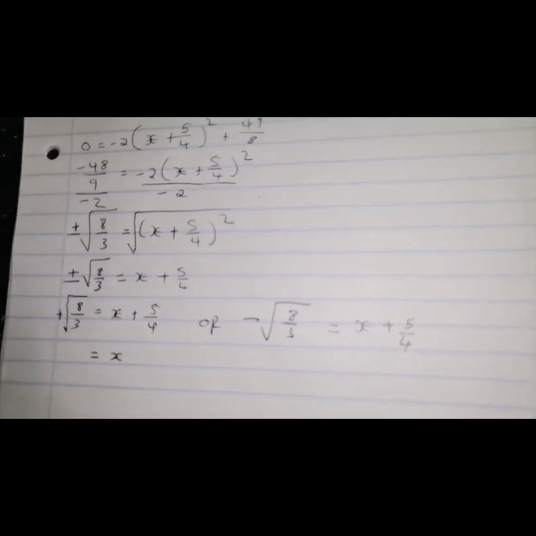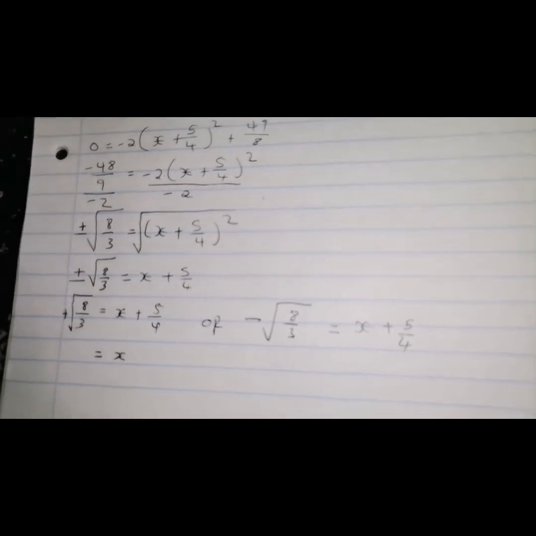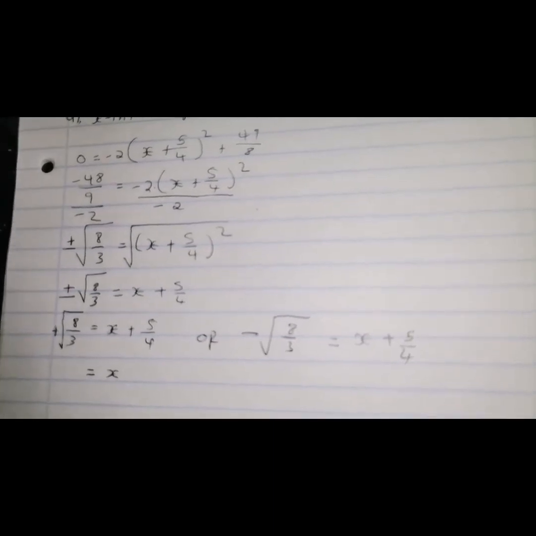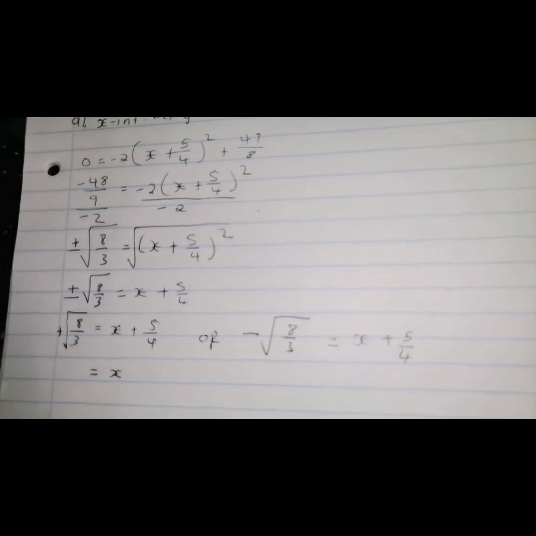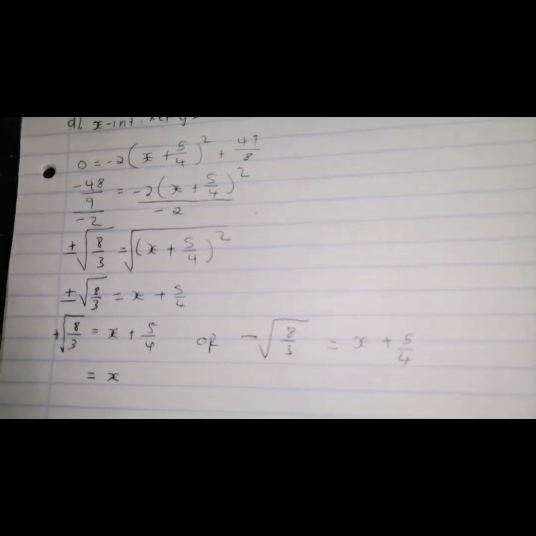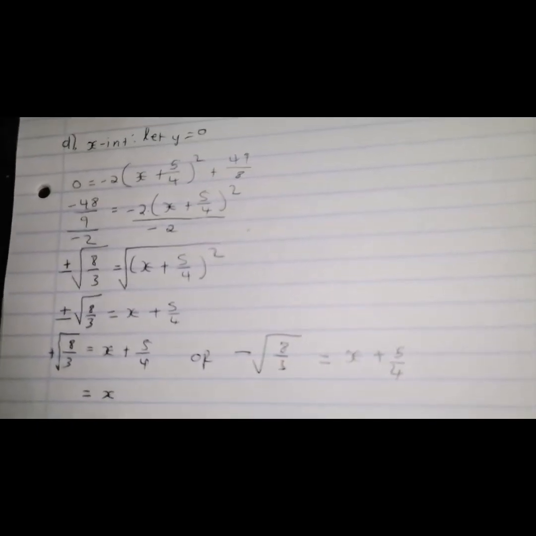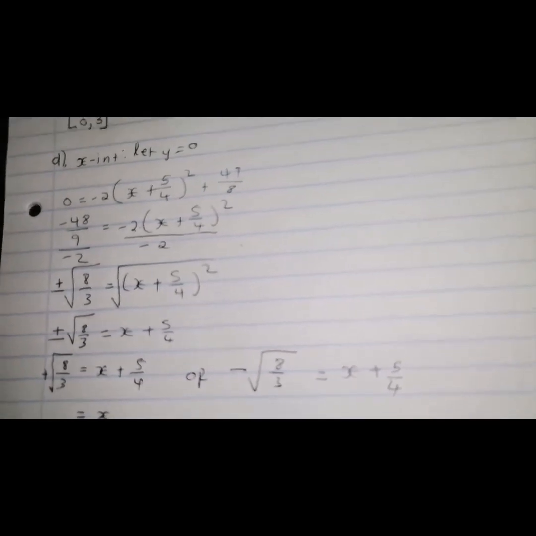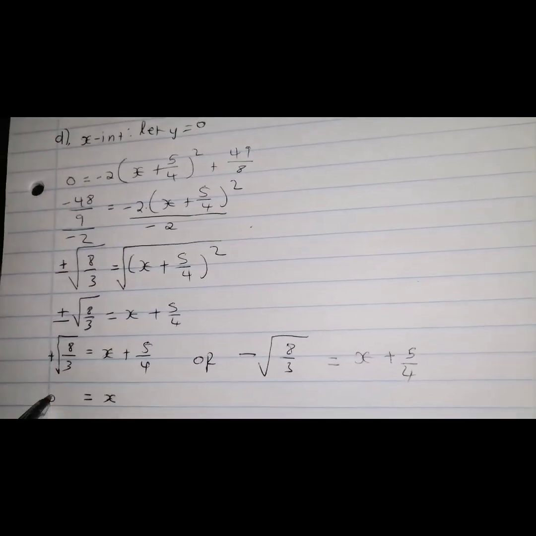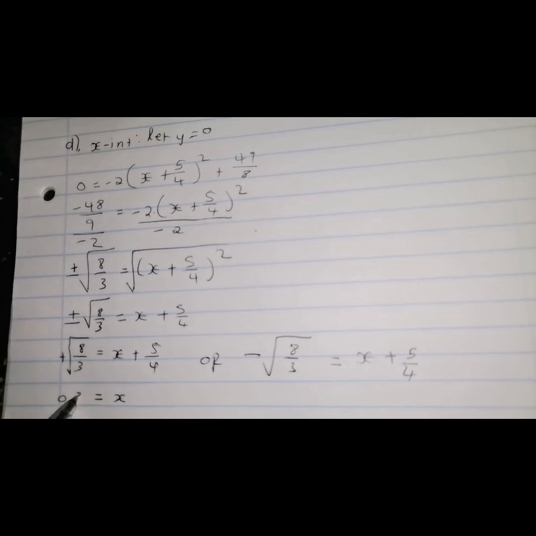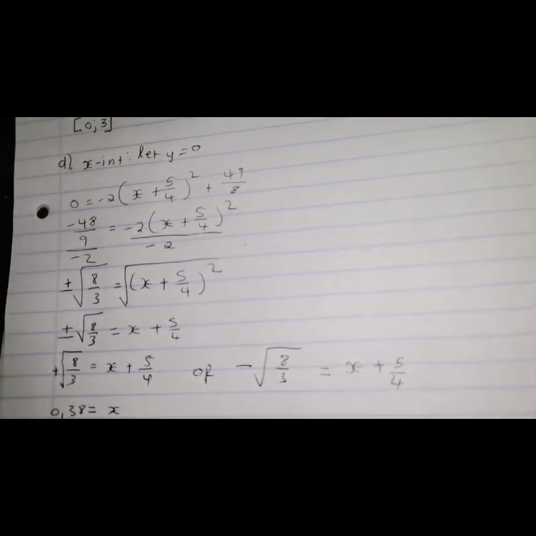It's going to give us the square root of 8 over 3 minus 5 over 4. Then x is equal to 0.38, to two decimal places.